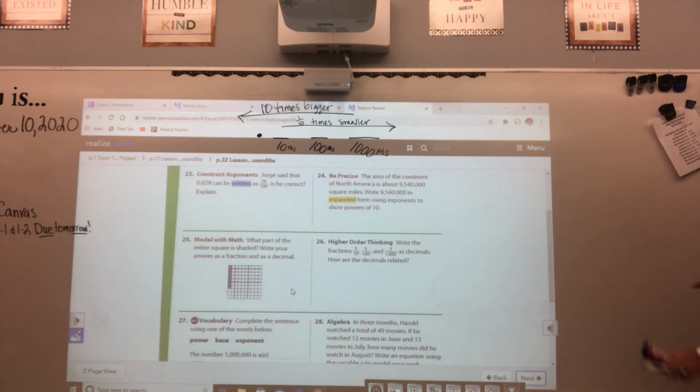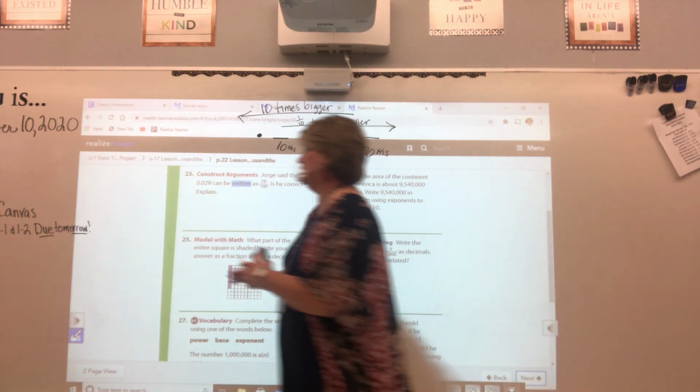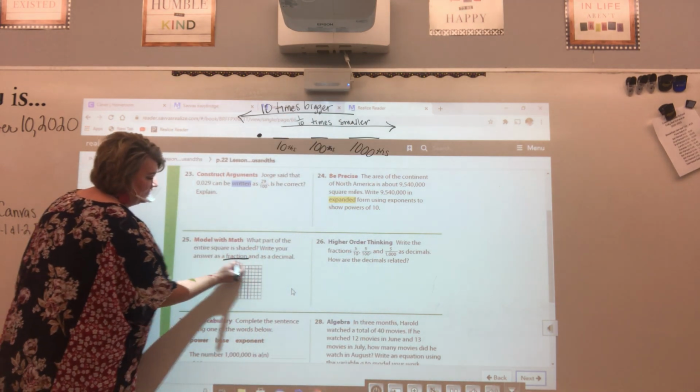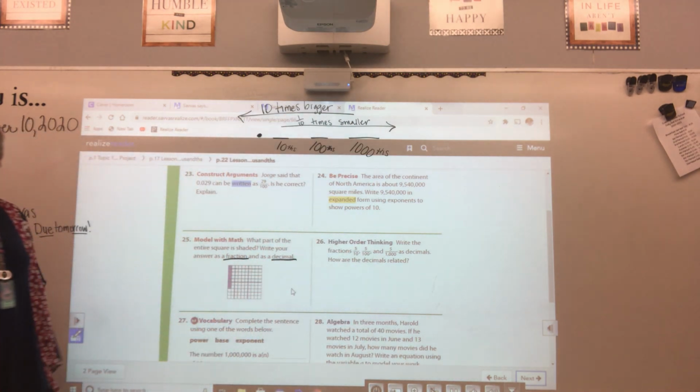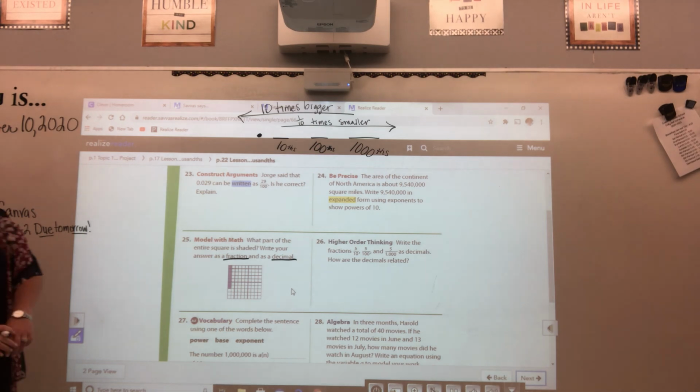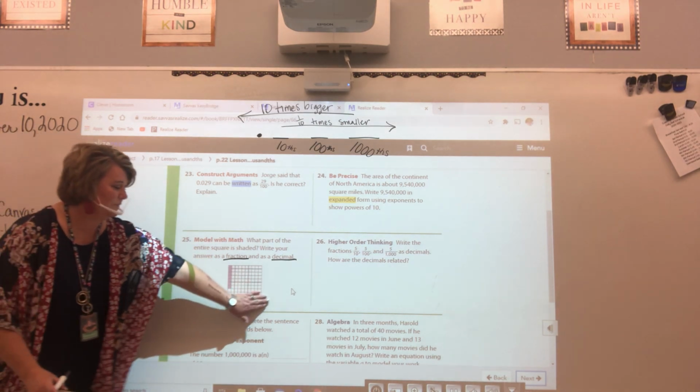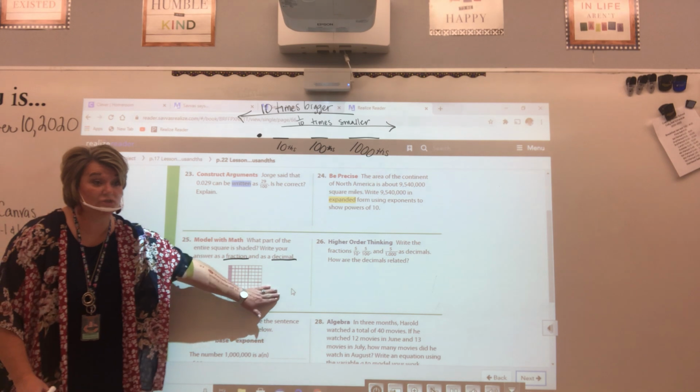What part of the entire square is shaded? Write your answer as a fraction and a decimal. Underline that. You need 2 answers. You need a fraction and a decimal. How much is this whole square right here? 100. It's out of 100, isn't it?